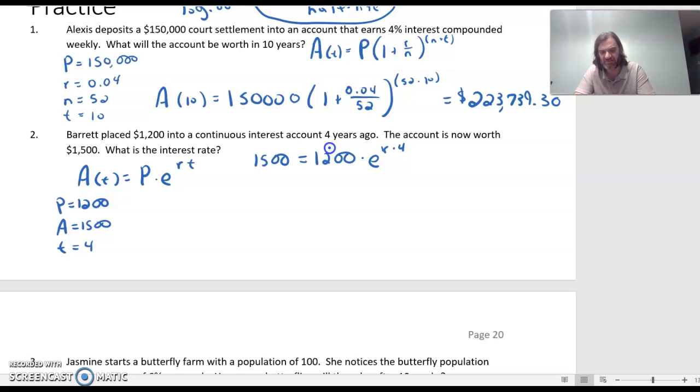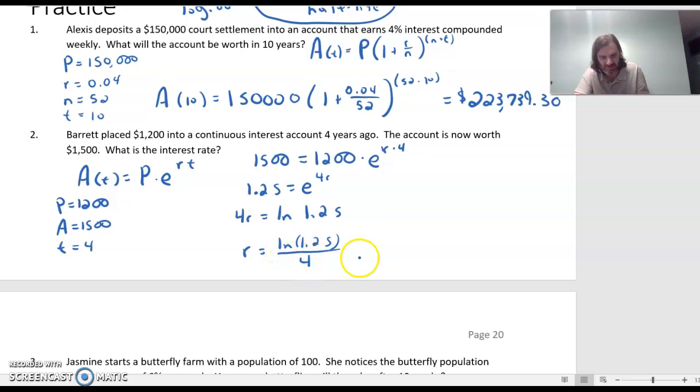Okay, so let's kind of figure this out. 1,500 divided by 1,200 is 1.25, and that'll be equal to e to the 4r. So we can turn this into a natural log because we want to get this exponent out. So we'll say 4r equals the natural log of 1.25. And let's just go ahead and put that in the calculator. r will be natural log of 1.25 all over 4.